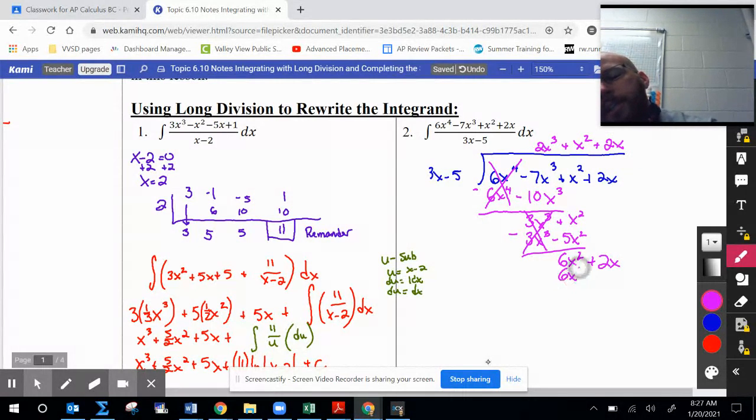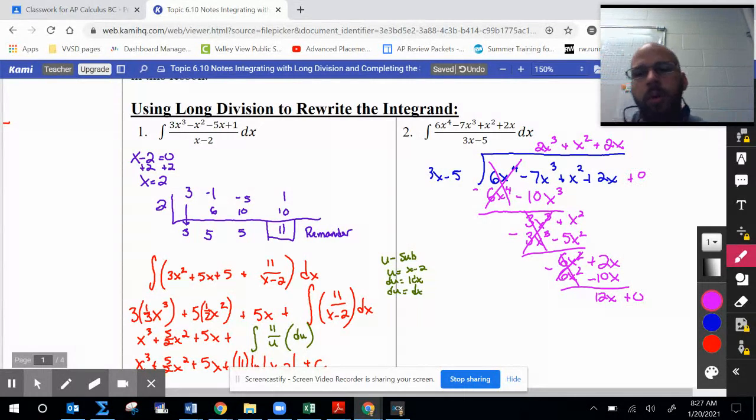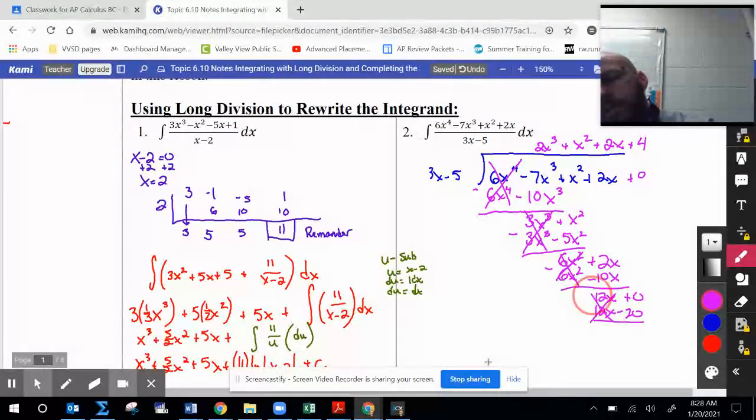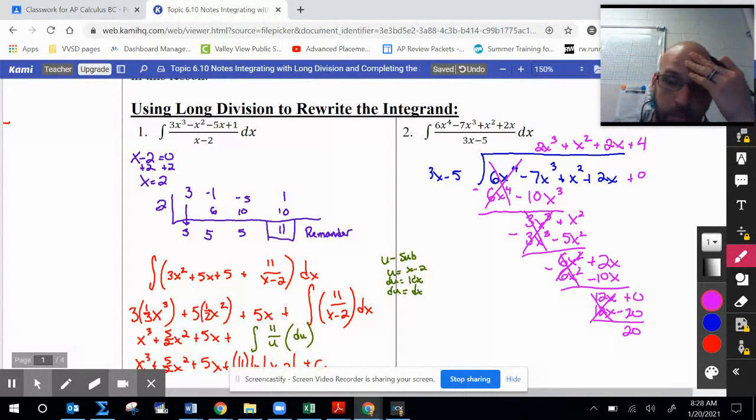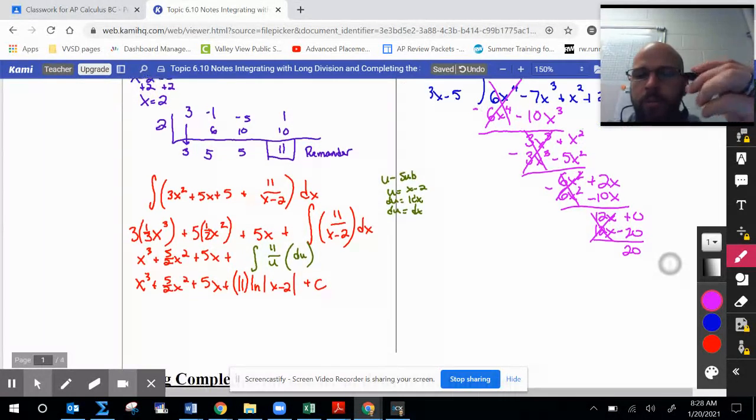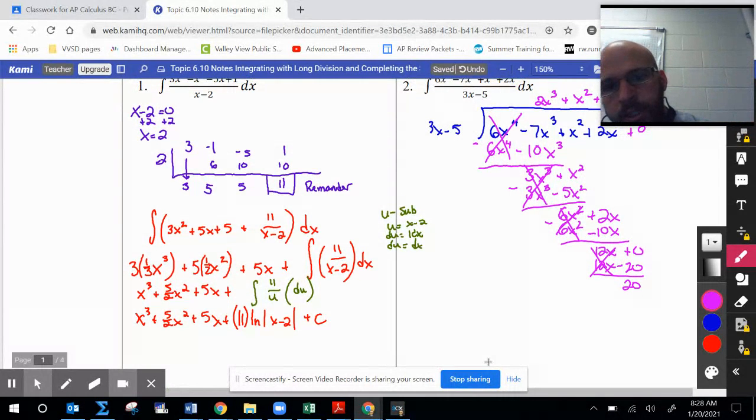That gives me a 6x squared minus 10x. Subtract. 6 minus 6 is 0. 2 minus a negative 10 is a 12x. I am going to add a 0 because I can divide one more time. And if I multiply by a 4, that gives me a 12x minus 20. Subtract, I get 20 as a remainder.